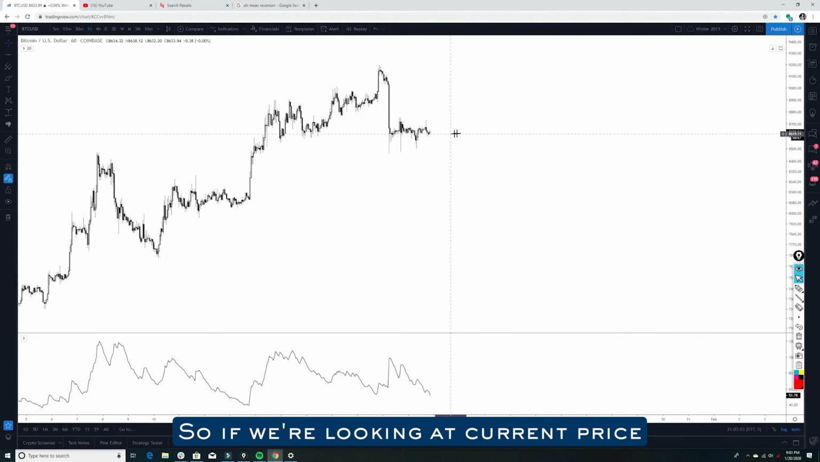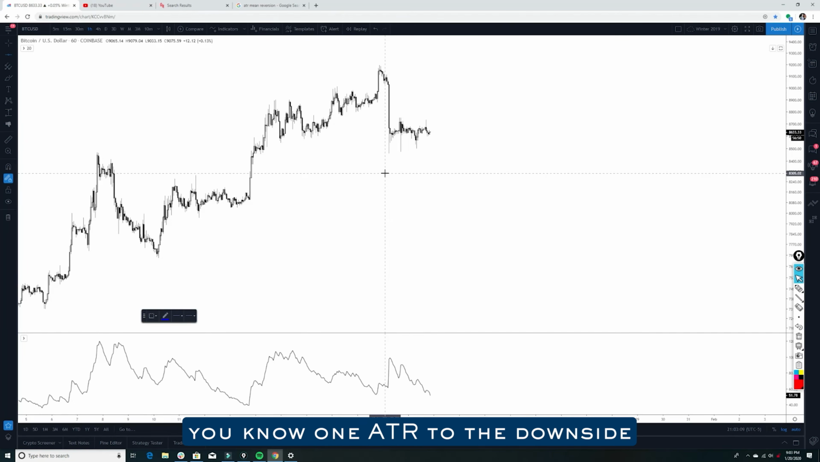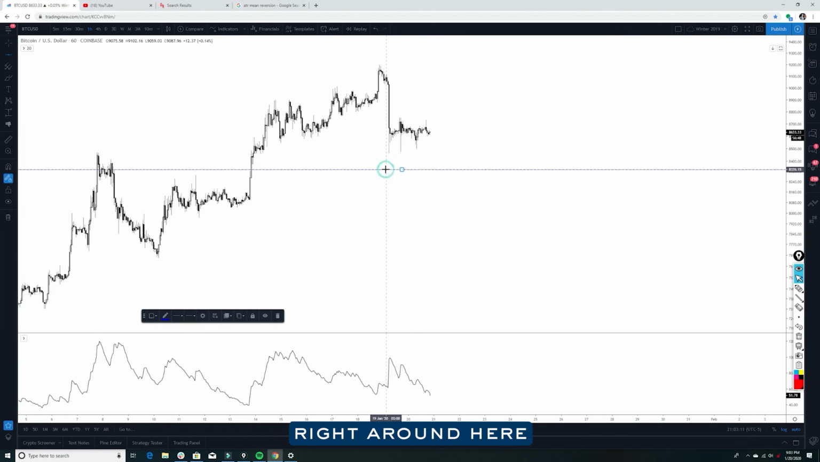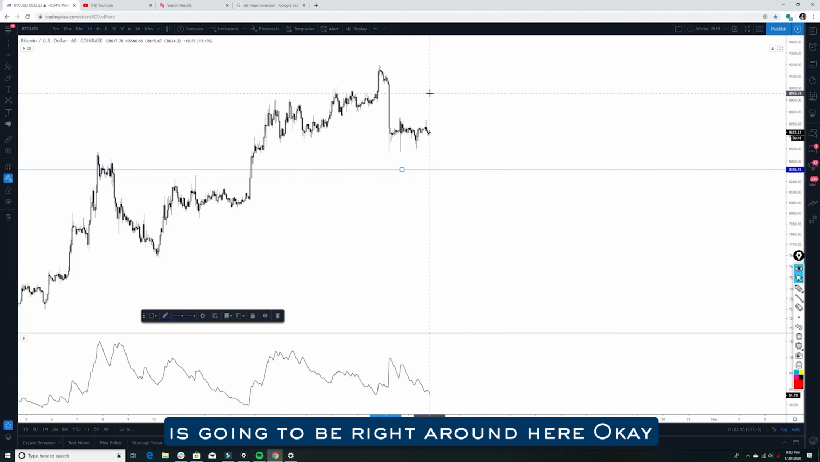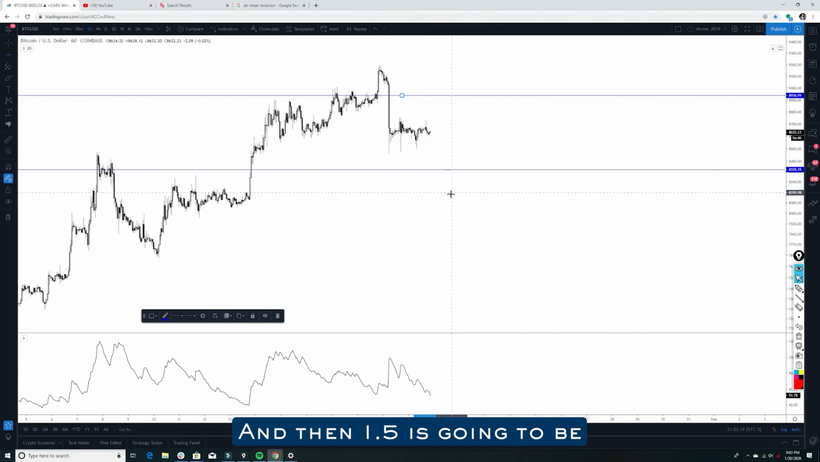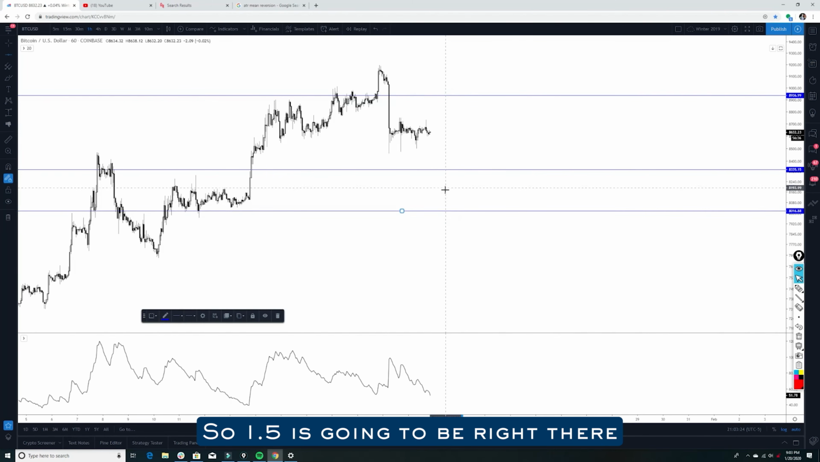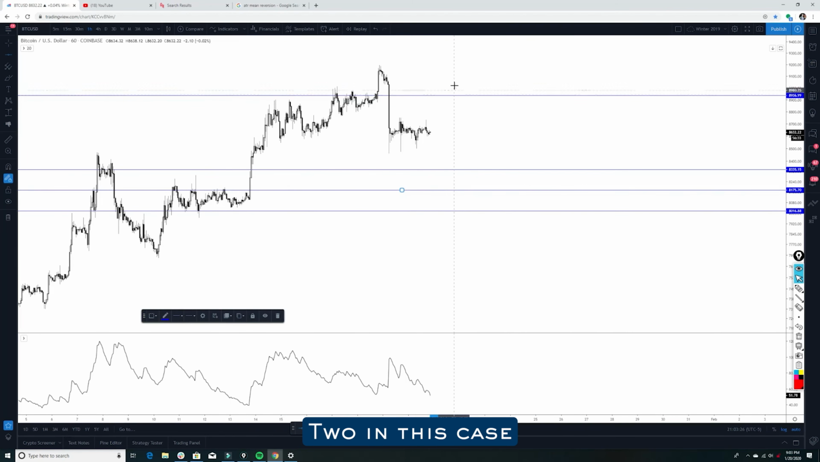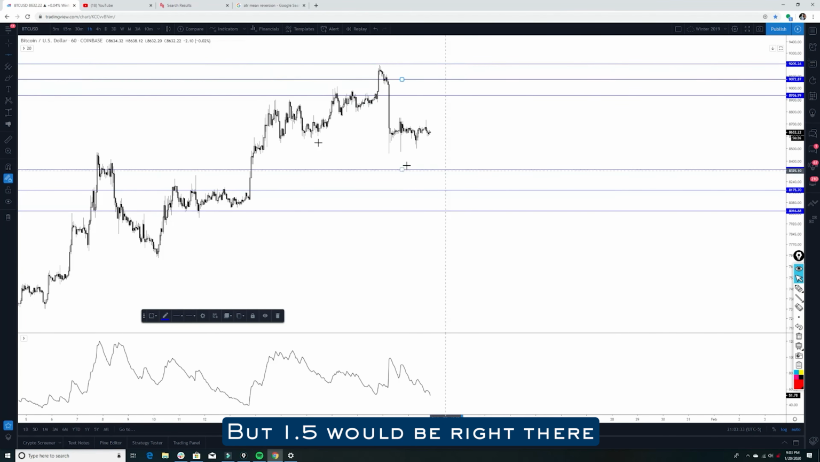So if we're looking at current price right now, right around 8,633, one ATR to the downside is going to be right around here. One to the upside is going to be right around here, and then 2 would be right around here, so 1.5 is going to be right there. I'm not doing the math exactly, but 1.5 would be right there.